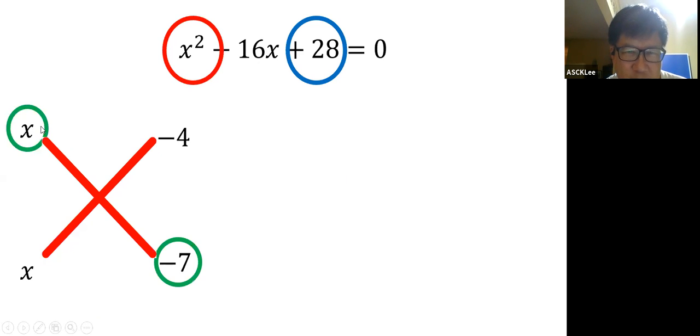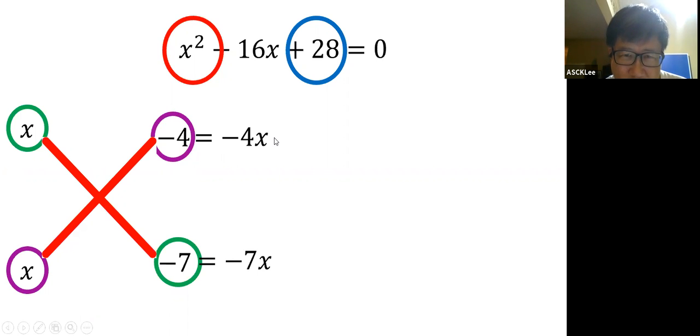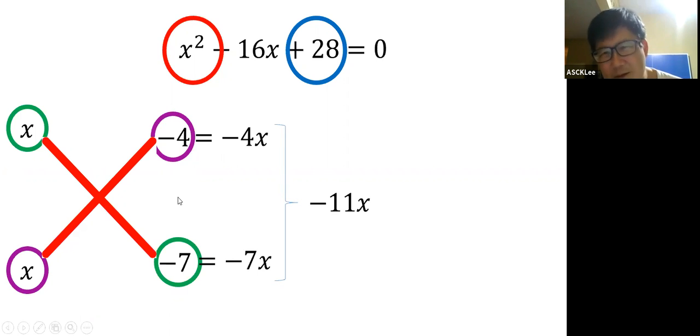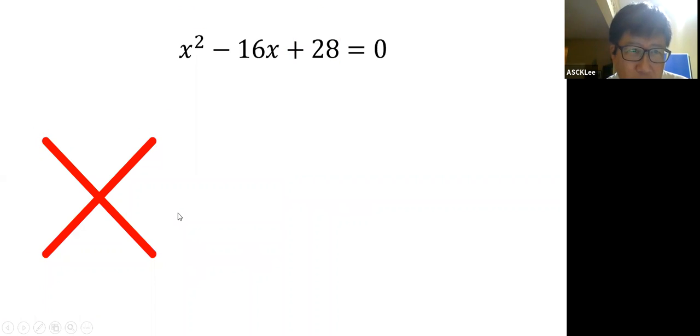So x times minus 7 is minus 7x. X times minus 4 is minus 4x. You multiply them diagonally, and after that, you add them up. And when you add them up, you see that minus 4x plus minus 7x is minus 11x. It's not minus 16x, which we hope to get, right? That means x minus 4 and x minus 7 are not your factors. Minus 4 and minus 7, yeah, when you multiply them, you get 28, but unfortunately, that's not what you're looking for. So back to the drawing board.